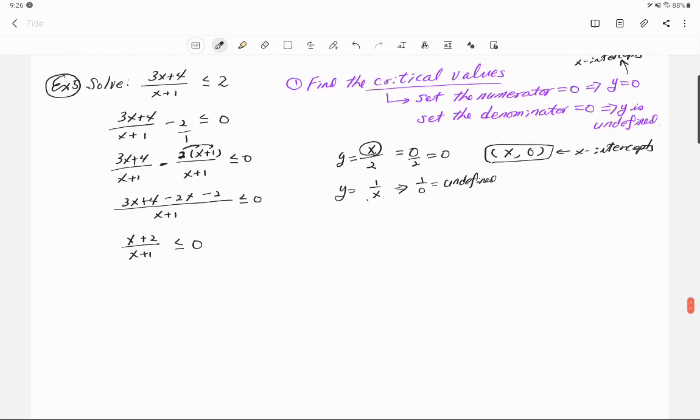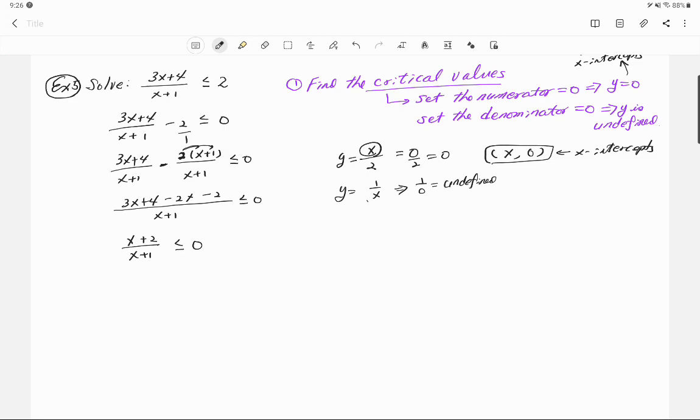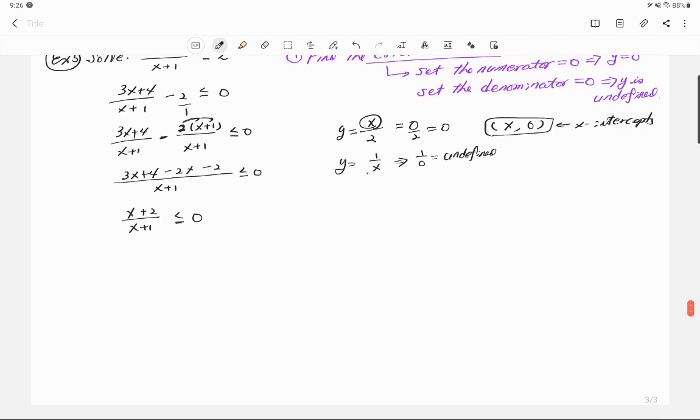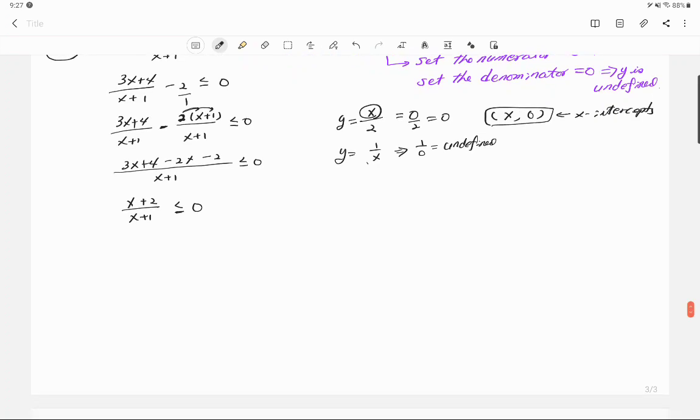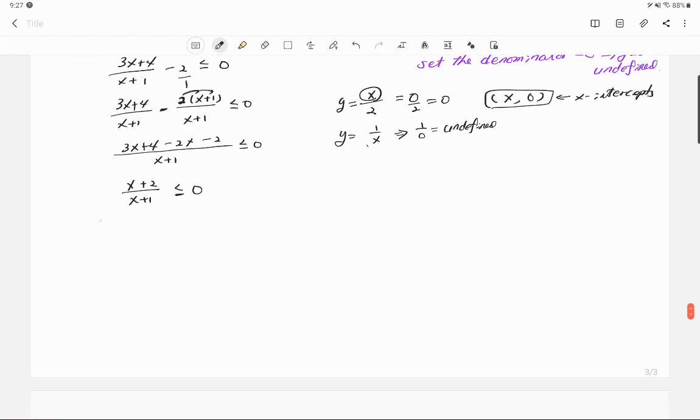If there's an equal sign, then the equal sign means y is equal to 0, and y equal to 0 means the x value will come from the numerator, because if the numerator is 0, then y is 0. That's the x-intercept. So in this case, set the numerator equal to 0. That means x equals what? -2. This is the x-intercept. If there's an equal sign, then we will include this x-intercept in the solution.